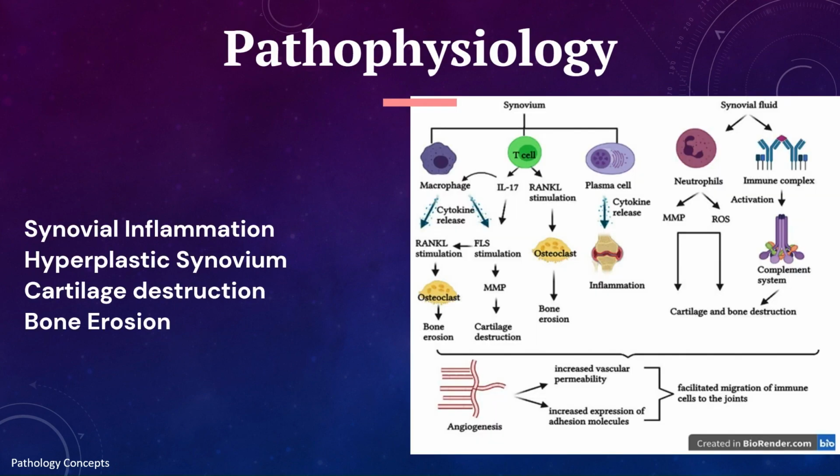The main pathophysiology of rheumatoid arthritis involves, first, synovial membrane inflammation. Second is hyperplastic synovium. Third is cartilage destruction, and fourth is bone erosion.